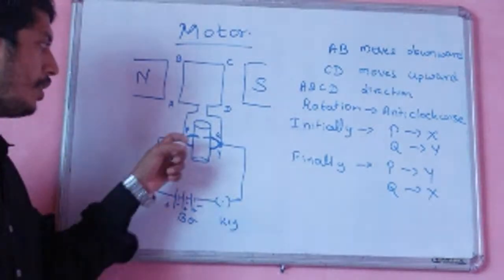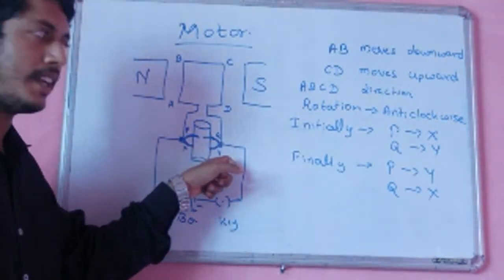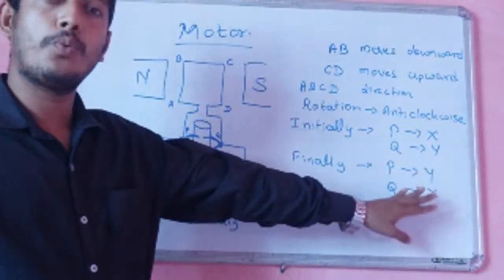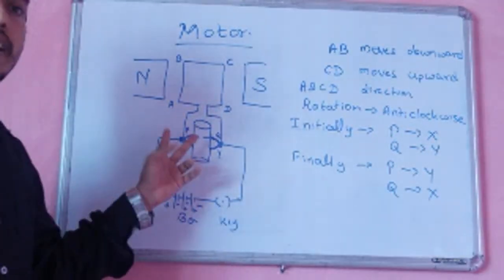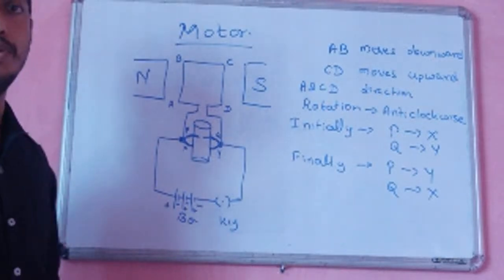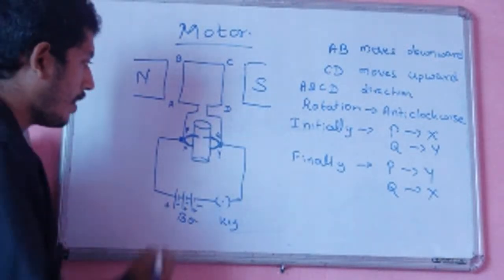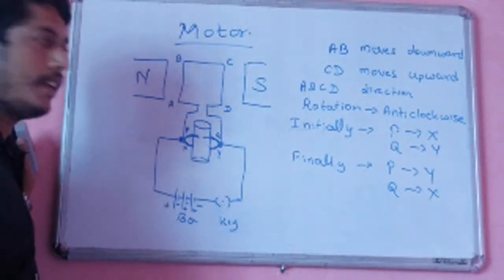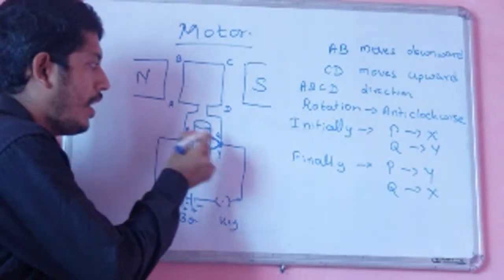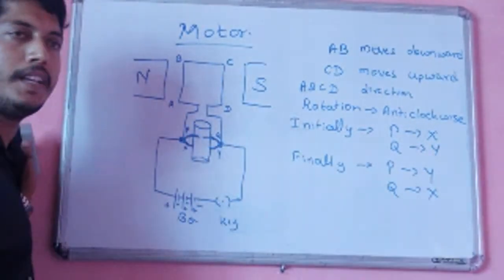So initially P is connected to X and Q is connected to Y, and in the second half P is connected to Y and Q is connected to X. They will interchange their position. So in the second half again current flows, and now it moves from here. Now in the second place it is Q and here it is P.